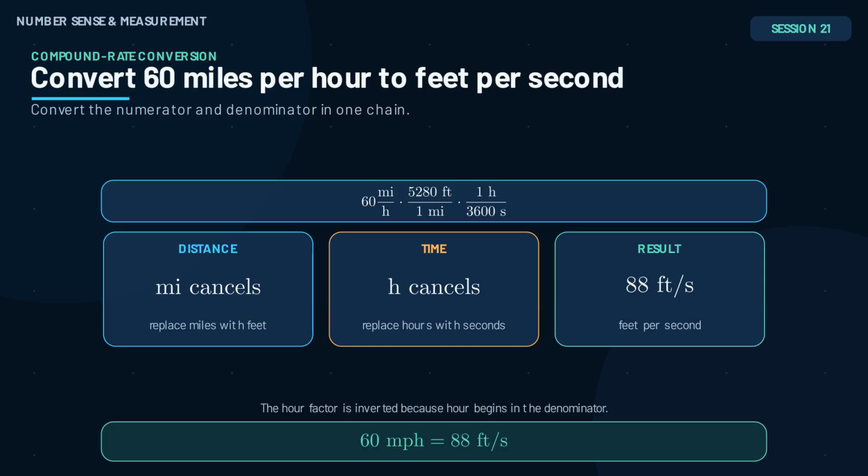Convert 60 miles per hour to feet per second. Multiply by 5,280 feet per mile, then by 1 hour per 3,600 seconds. Miles cancel and hours cancel. The result is 88 feet per second. Notice that the time conversion is inverted because hours began in the denominator.